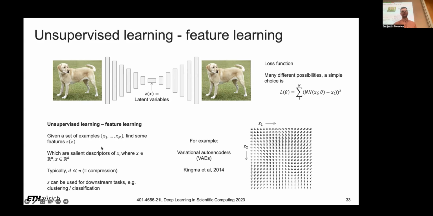So yeah, this is exactly the task. Given a set of examples here, find some features, so a function of X, which are salient descriptors of X, so important features. And the key point is X here has n elements, and Z, the latent variables, has d elements, and we would choose d to be much, much less than n, so like a compression task. So how would we learn this?